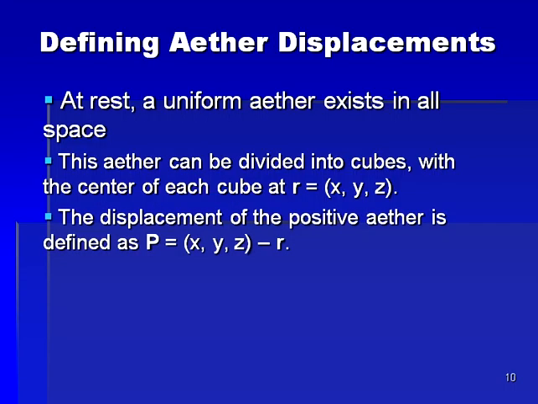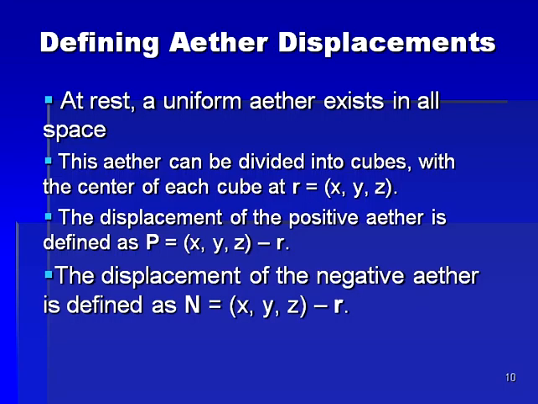Here we will define the vector p to be the position of the positive ether cube relative to its equilibrium point. P is equal to the position of the positive ether minus the equilibrium value for its position, which is its position x, y, z minus its original position r. Simply put, the magnitude of p is the distance that the positive ether has moved away from its equilibrium position, while the direction of p is the direction it has moved away from its equilibrium position. For the negative ether, similar considerations apply, and we will define the vector n to be the position of the negative ether cube relative to its equilibrium point.